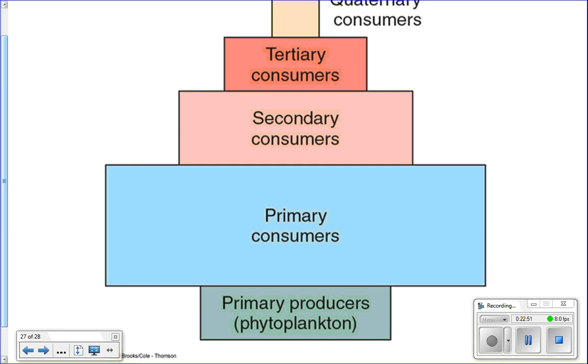And then because there's so many of them, you can support a lot of primary consumers, which can support the secondary, tertiary, and quaternary consumers. So we have this little bar for the primary producers that represents kind of like the standing stock, and then every day they reproduce and produce way, way, way more. Does that make sense? Okay.